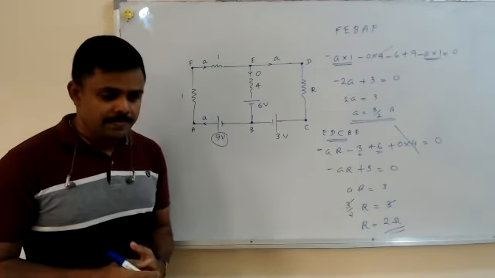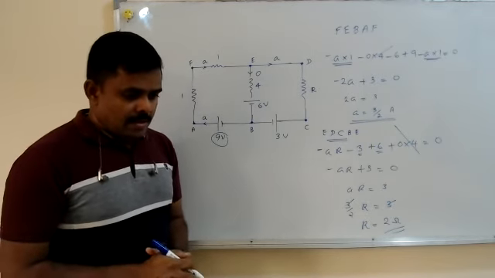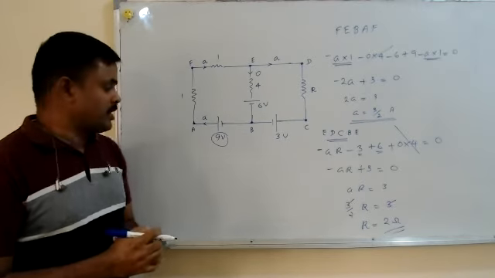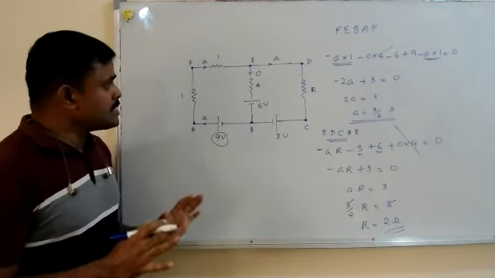Did you understand this? R is equal to 2 ohm. Anyway, I'll do the second part also. I'll come back and explain once more then. Okay, now this is the first part.